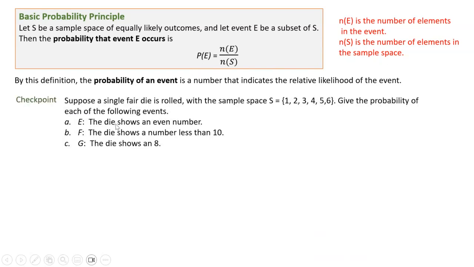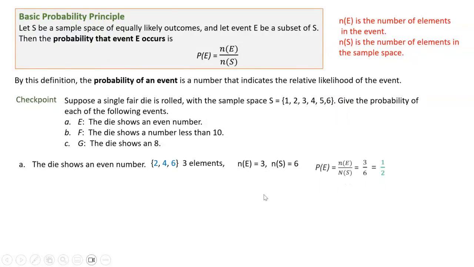Okay. Checkpoint. Suppose a single die is rolled with a sample space S equals 1, 2, 3, 4, 5, 6, because that's the only way you can roll a die, right? When you roll a die, it can be one of these 6 numbers. Now it's saying give the probability of each of the following events. For part A, a die shows an even number. If we notice, there are going to be 3 of them: 2, 4, 6. So that's my N of E, which is 3. And my N of S, the sample space, will be 6. So we plug them into the formula, it's going to be 3 over 6. So the answer will be 1/2.